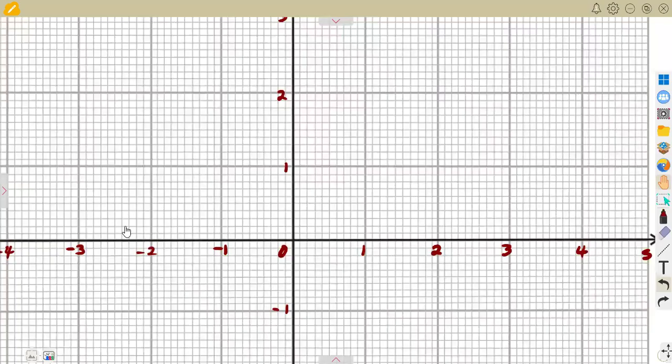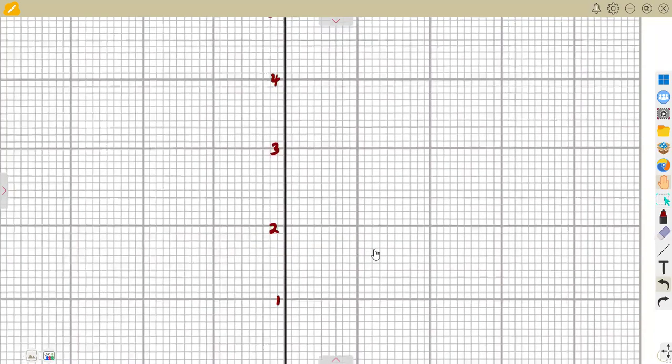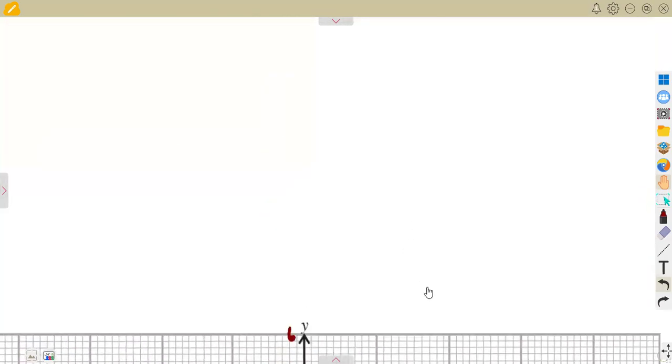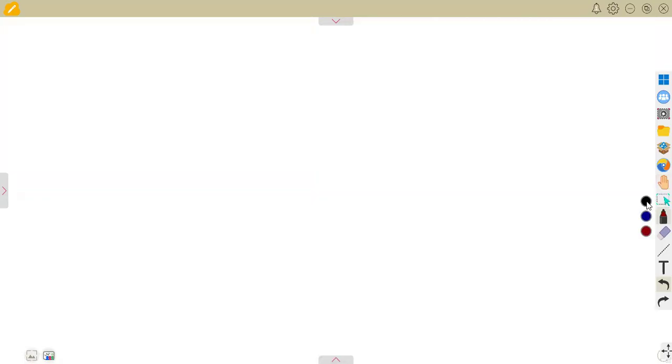I believe that after this class, you'll be able to answer any question on a translation, to describe a translation, and also to draw the image when given the object and the translation vectors. So this is the major part of our class, which is a condition whereby you need to draw the image. To draw the image.